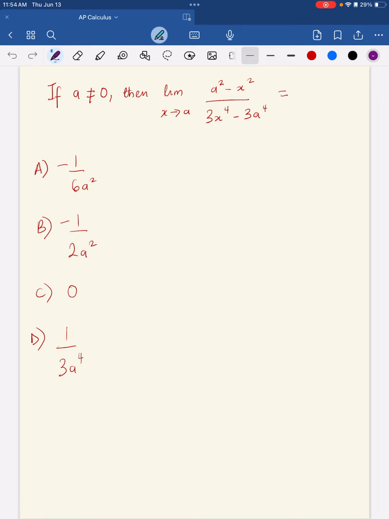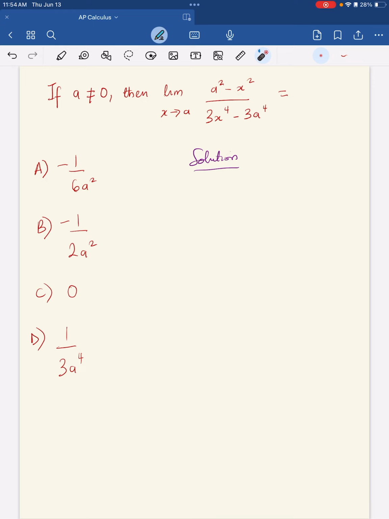Solution here. So now I usually solve limits in one of three ways. The first way is I just directly put the value of x as a in the equation to see if it will give me an answer. If it gives me an answer, then that's my answer. If it doesn't, then I try other methods.